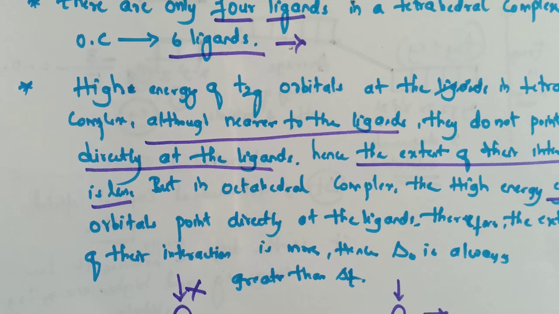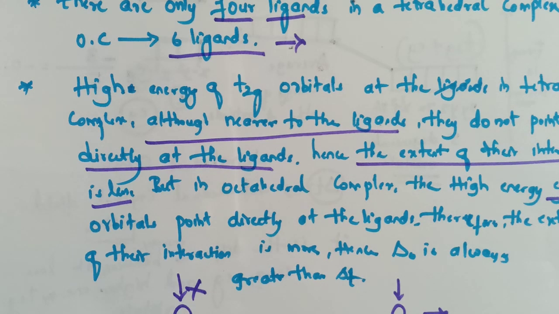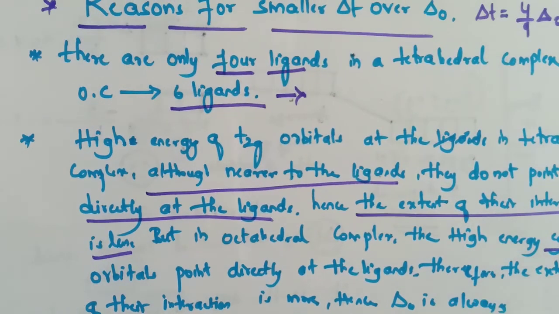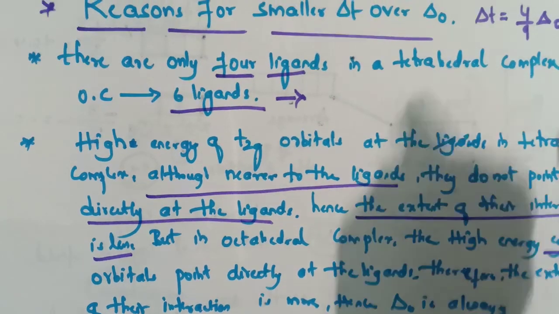And it completes the explanation of splitting of d orbitals in tetrahedral complexes, and also the reasons for smaller delta T values over delta O. Delta T is equal to 4 by 9 times delta O. Here delta O is having higher energy.